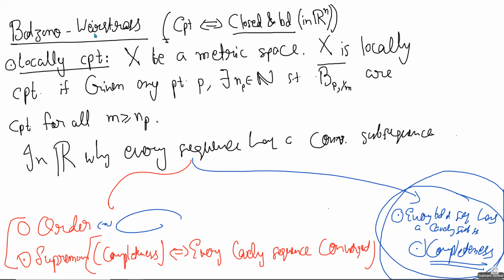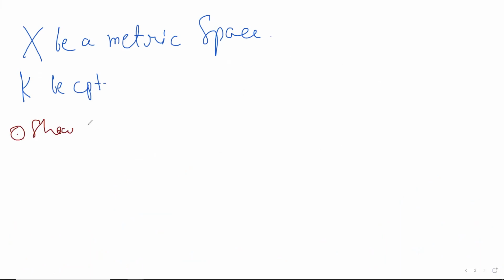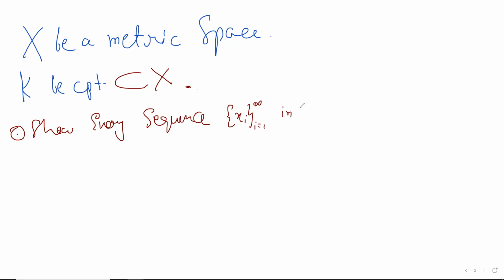Okay, so let me just write that on the new page. Let X be a metric space, and K be compact. Now I'm giving some homework. You can use any definition of compact. Of course, K is compact in X. Show that every sequence in K has a Cauchy subsequence. This is a trivial fact because it has a convergent subsequence and convergent sequences are Cauchy. But of course, you should prove it. That will be good. Second fact: K is complete.